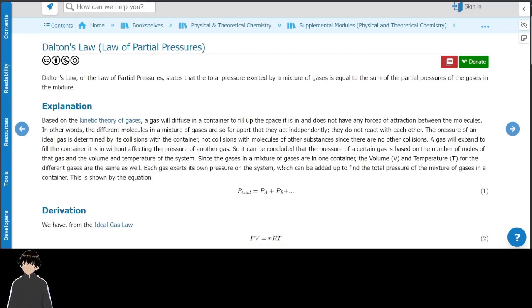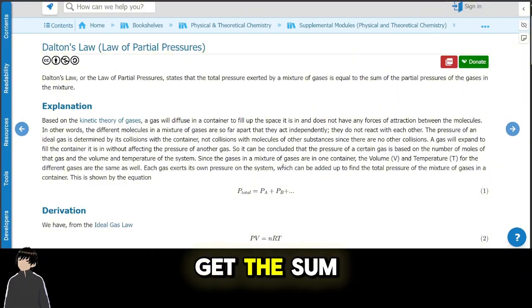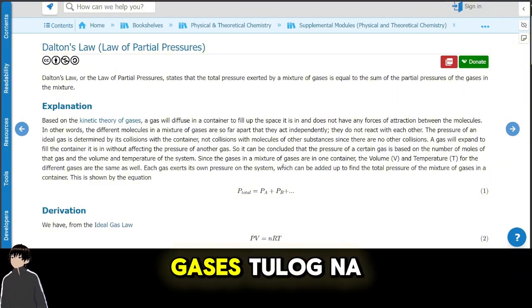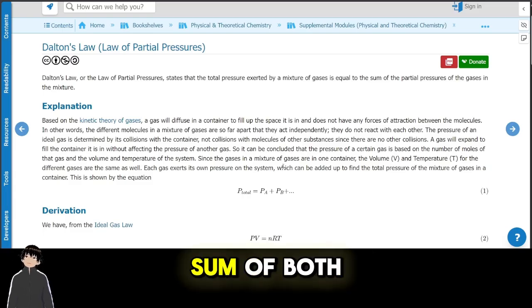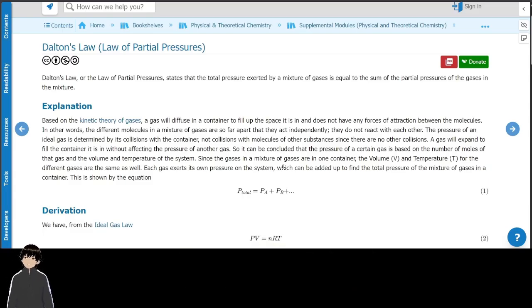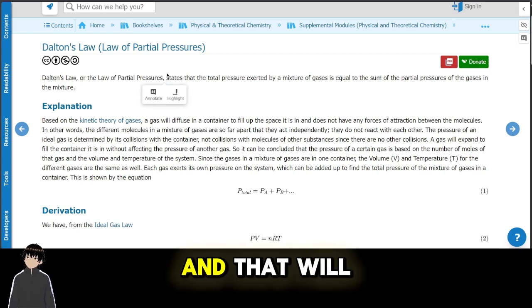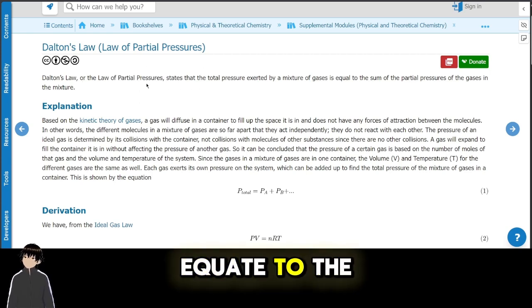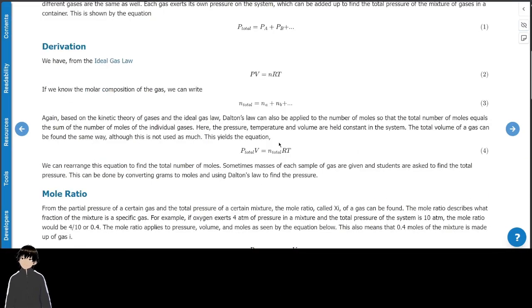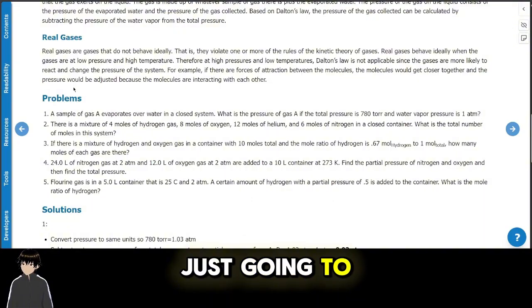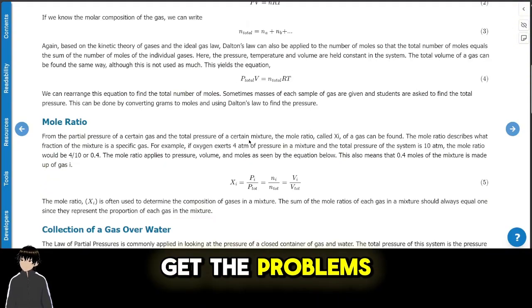Okay, you're going to get the sum of both gases, and that will equate to the sum of all gases. That's going to be Dalton's law. So we're just going to get to the problems. Okay.